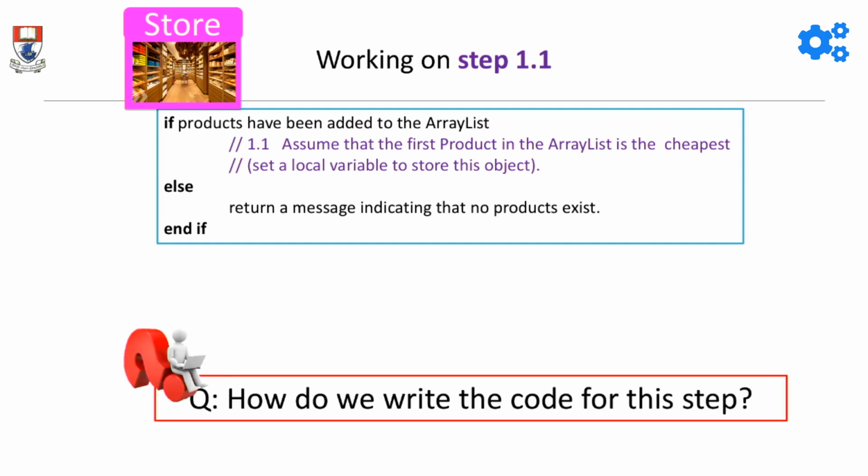So again, this is step 2, and I'm going to just put up step 2 here, and I'd like you to have a go, please, at just answering that. Okay, how do we write the code for this step? So you only need to give me the part that's in purple, which is an assignment statement. Set a local variable to store the first product in the array list. Again, we'll give you about a minute to get this done.